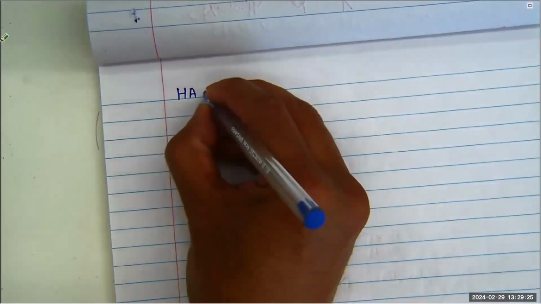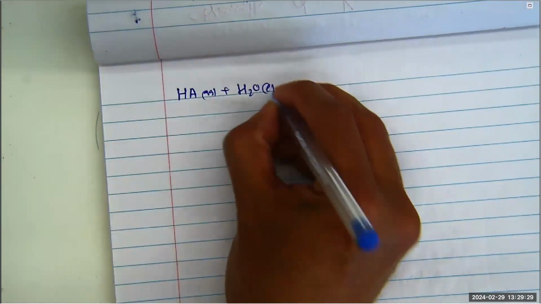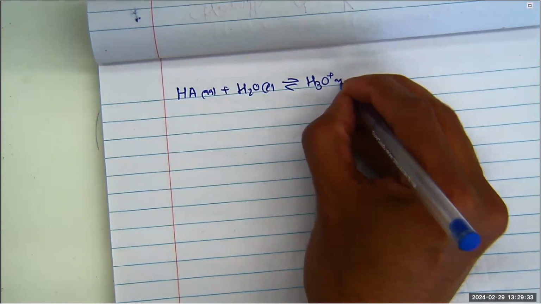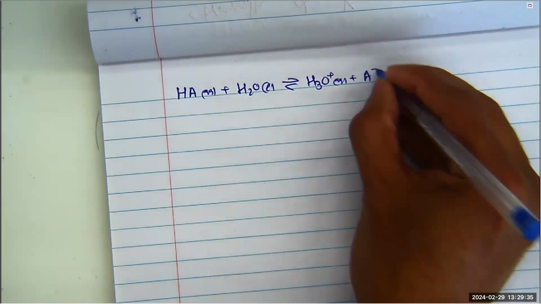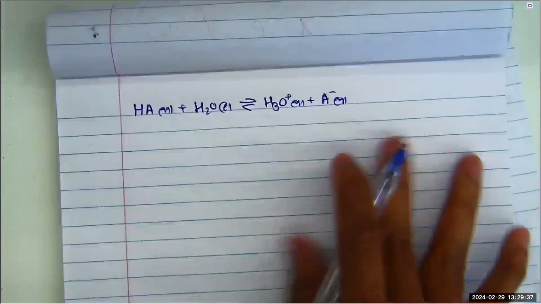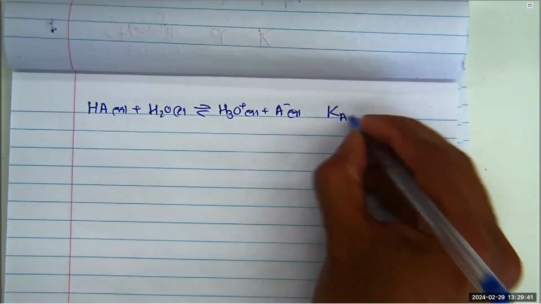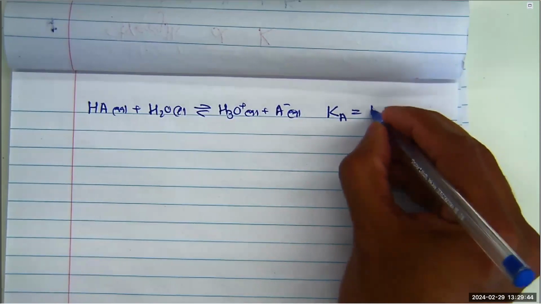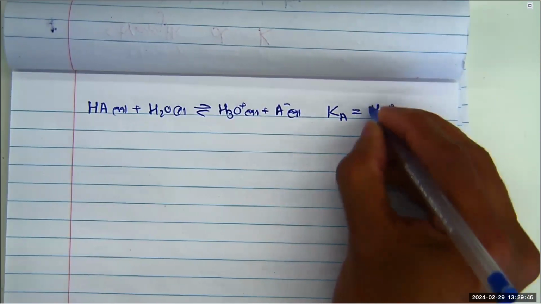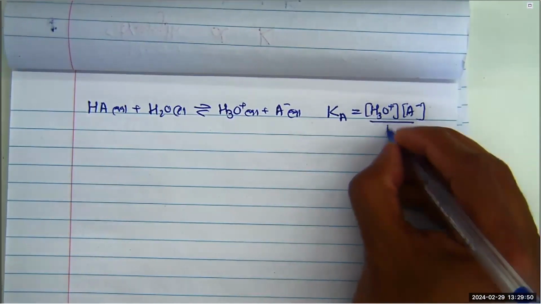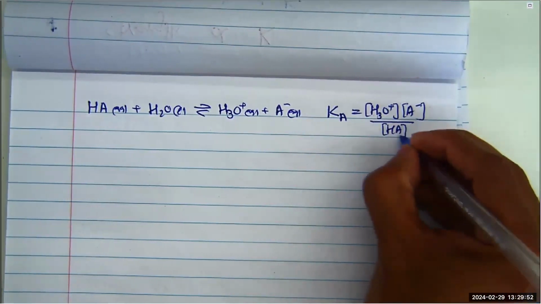So when an acid reacts with water, you're going to get H3O+ (aq) and A minus (aq). And then the equilibrium constant for this, you can write this if you want to, is equal to the H3O+ concentration times the A minus concentration divided by the HA concentration.